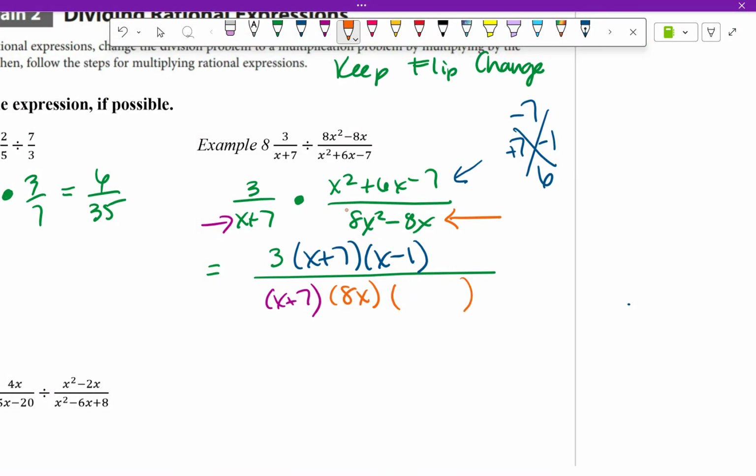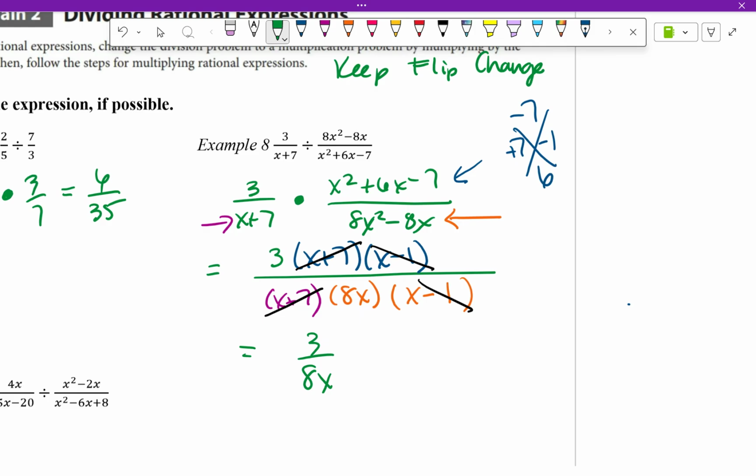So what's left behind in that first term? Just x, right? Because x times x would be x squared. And then what's left behind in the second term? -1. Now the best part, right? What do we get to do now? Cross stuff out. What do we get to cross out? x plus 7, x minus 1. Oh, look at how nice this one looks. 3 over x, 8x.